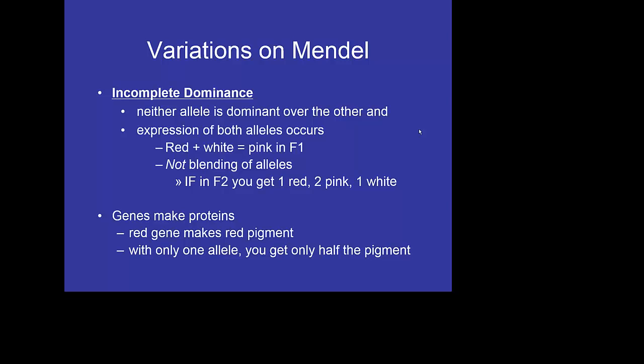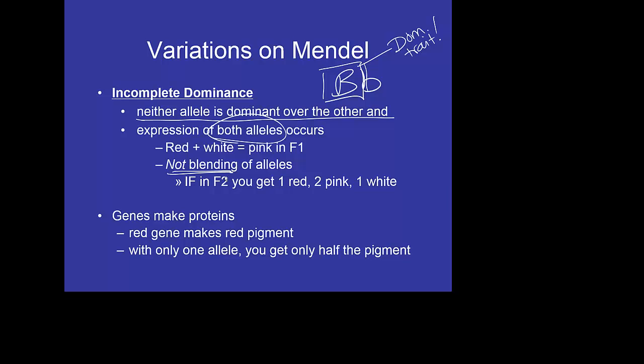Something called incomplete dominance. This means that if you're a heterozygote, you are not going to express only this dominant trait as we would normally expect. Normally we would say you would show the dominant trait. But in incomplete dominance, you actually get a case where neither allele is dominant over the other, and you would actually see both alleles present. Okay? This is not blending.